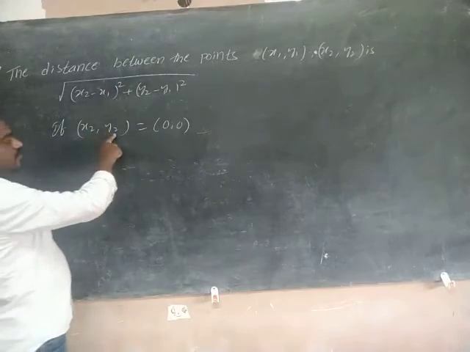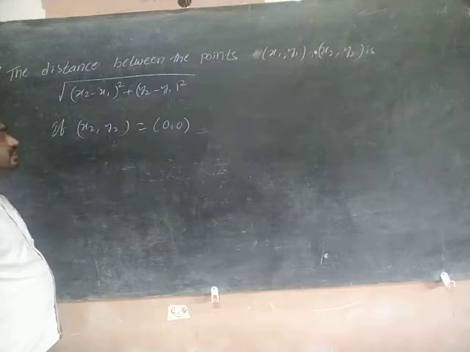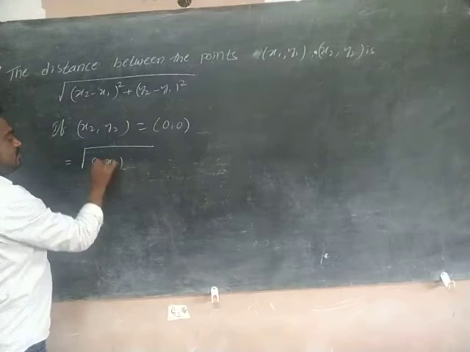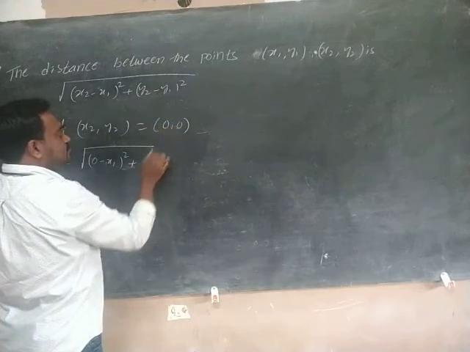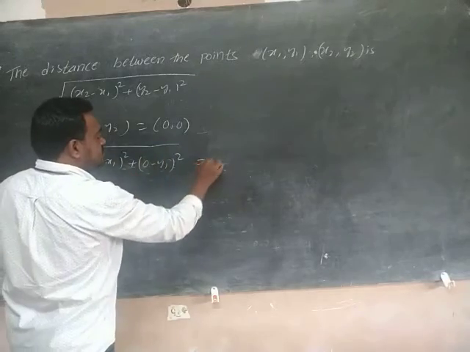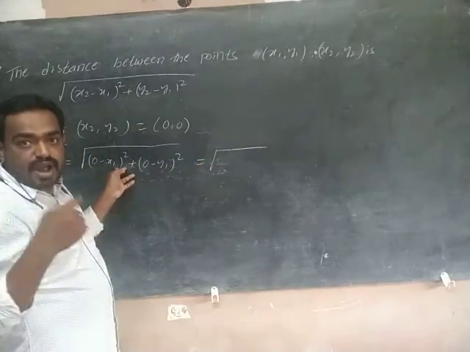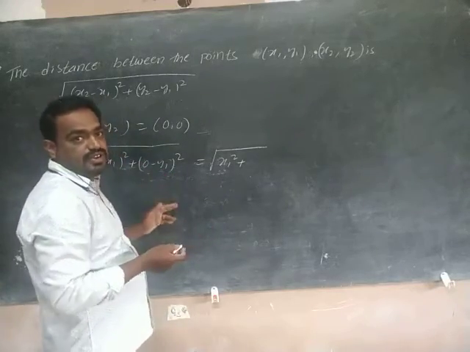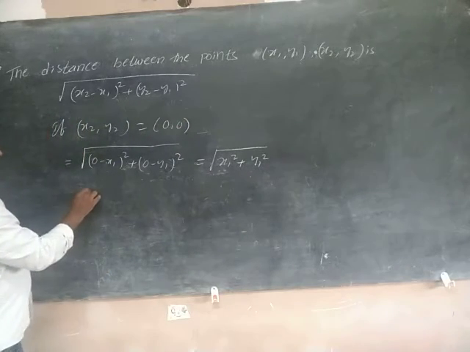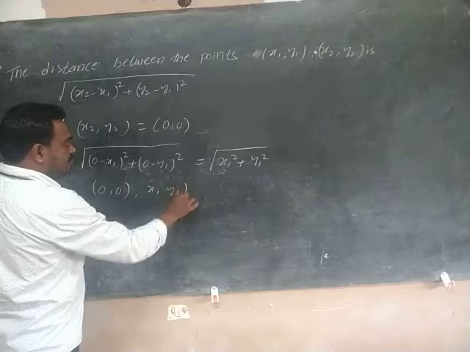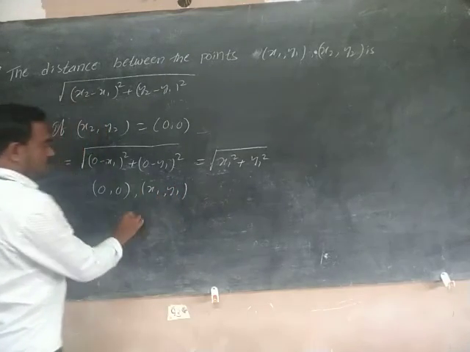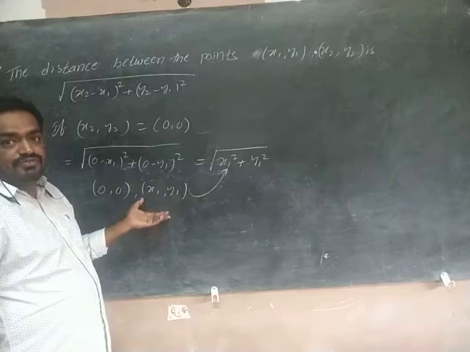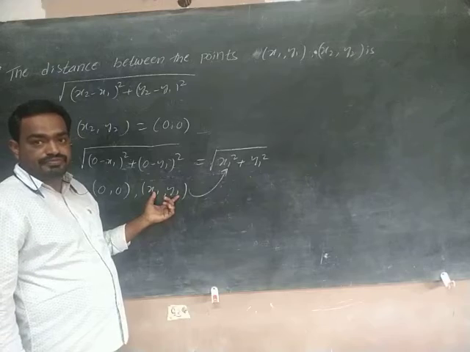Okay. If x2 comma y2 is equal to 0 comma 0, then what is the distance here? That is, x2 is 0, so 0 minus x1 whole square plus y2 is 0, minus y1 whole square. This is equal to square root of 0 minus x1, minus x1 square is x1 square, 0 minus y1, minus y1 square is y1 square only. Therefore, the distance between the points 0 comma 0 and x1 comma y1 is square root of x1 square plus y1 square. If one of the vertices is the origin, then this is the formula.